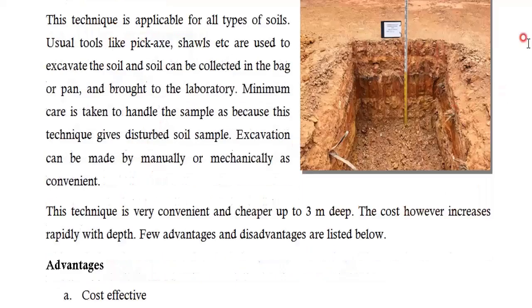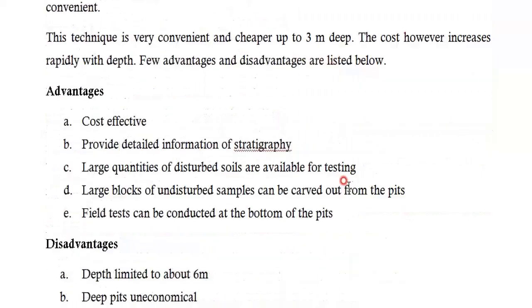Trial and test pits means, as you can see in the figure, by using some pickaxes and shovels you are going to dig the soil manually. Of course, you can dig it by using some advanced machines also, like bulldozers, and you are going to collect the soil sample in a pan or in a bag. Those soil samples will obviously be disturbed soil samples, and you will bring them to the lab and study the properties.